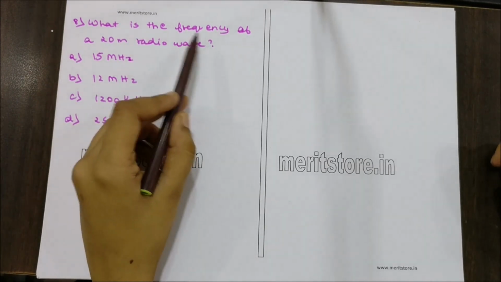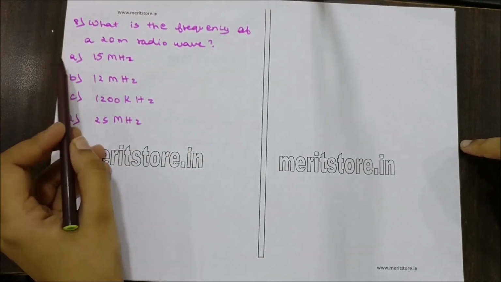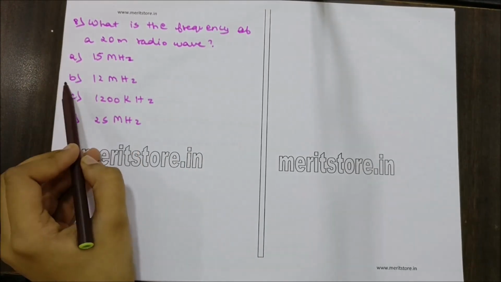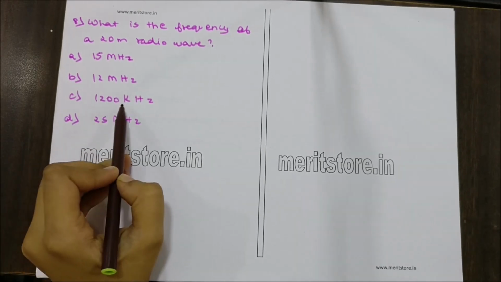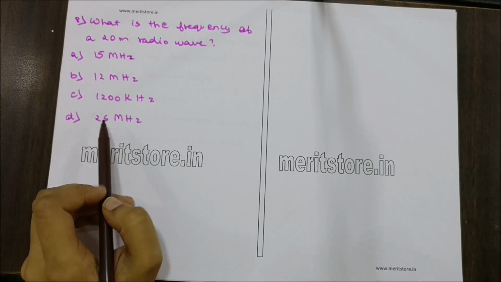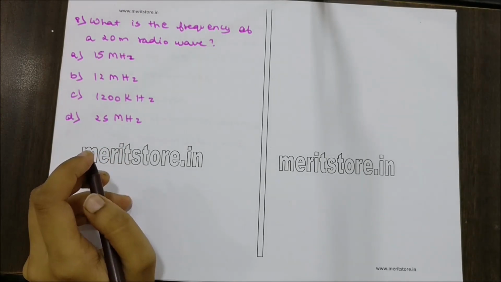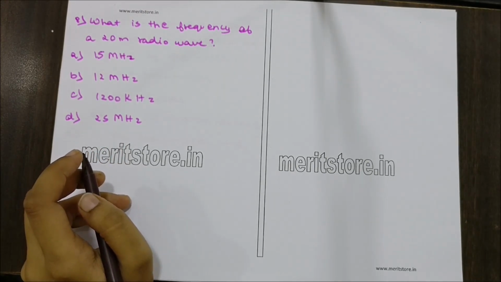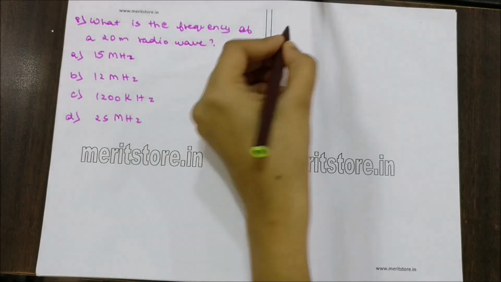Question 8. What is the frequency of a 20-meter radio wave? A. 15 Hz, B. 12 megahertz, C. 1200 kilohertz, or D. 25 megahertz. Over here we will solve this. We have to find out the frequency, n.